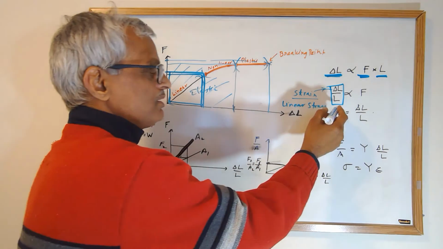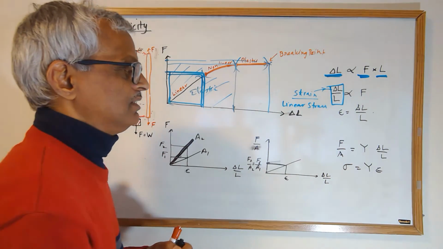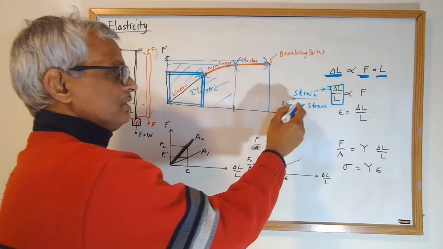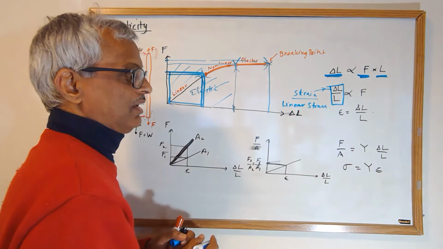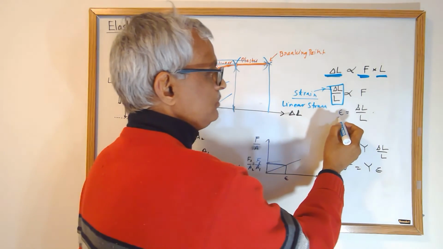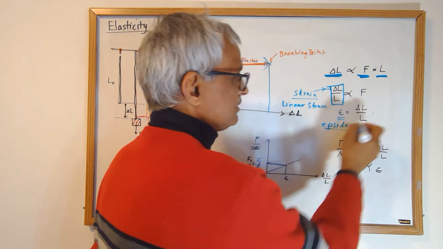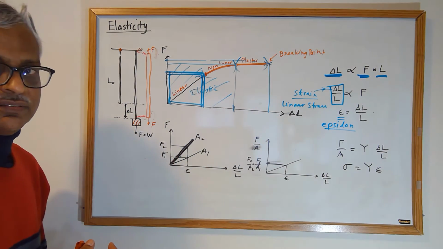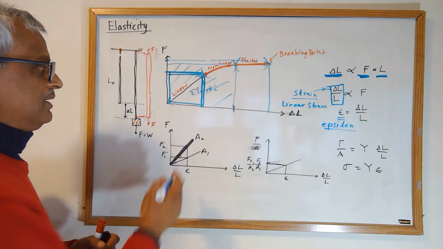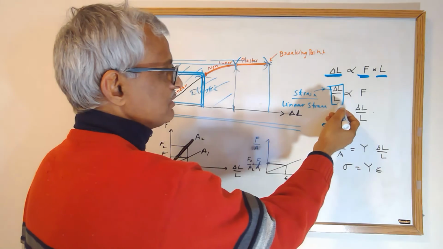So whatever change I'm looking at, if I look at a fractional change, we call it strain, or different types of strain. We may talk about that later, okay? And we will use the letter epsilon to denote strain, okay?